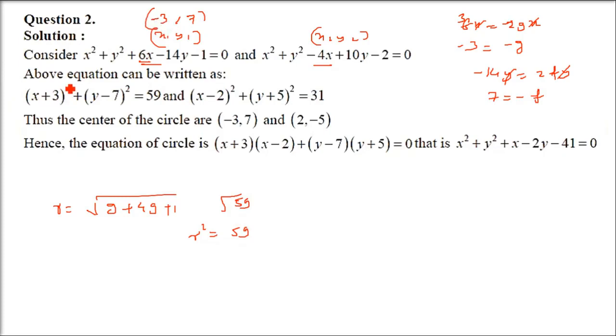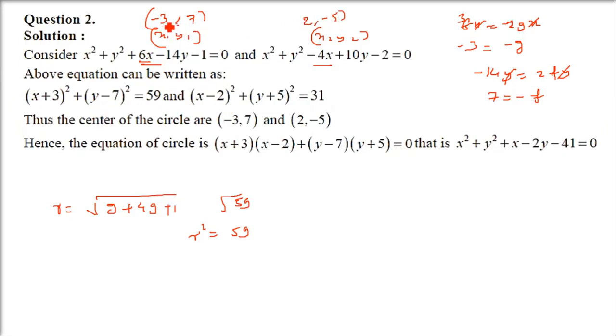Now you have h and k also. So x minus or minus 3, x plus 3 whole square, y minus 7 whole square, and under root, that is 59. Same thing you have to do with this one. So center will be here 2 and minus 5. And g square plus f square minus c, use it to find out the r square or r.